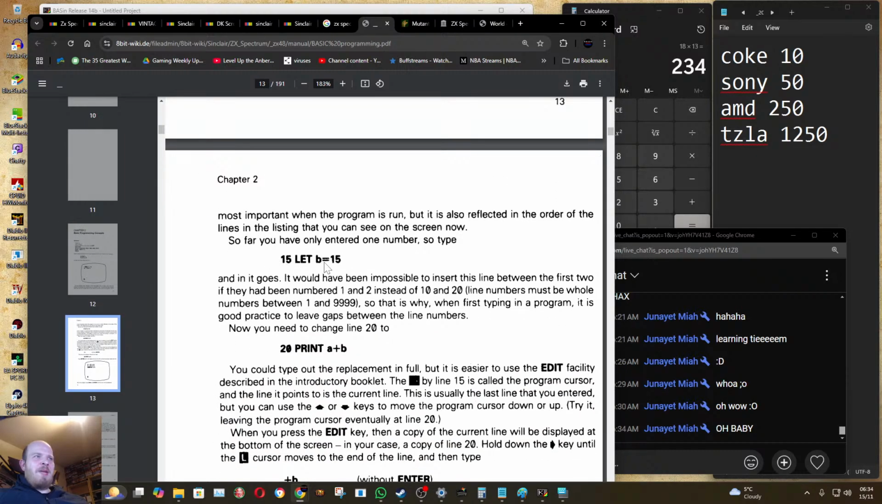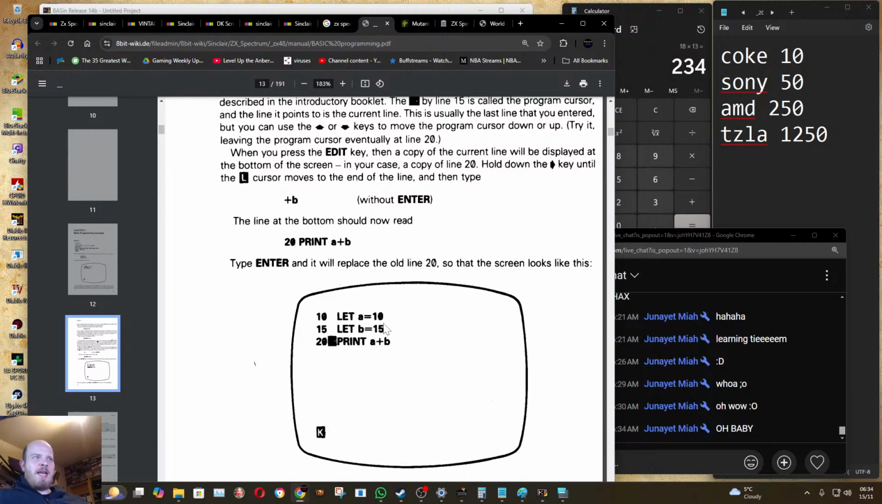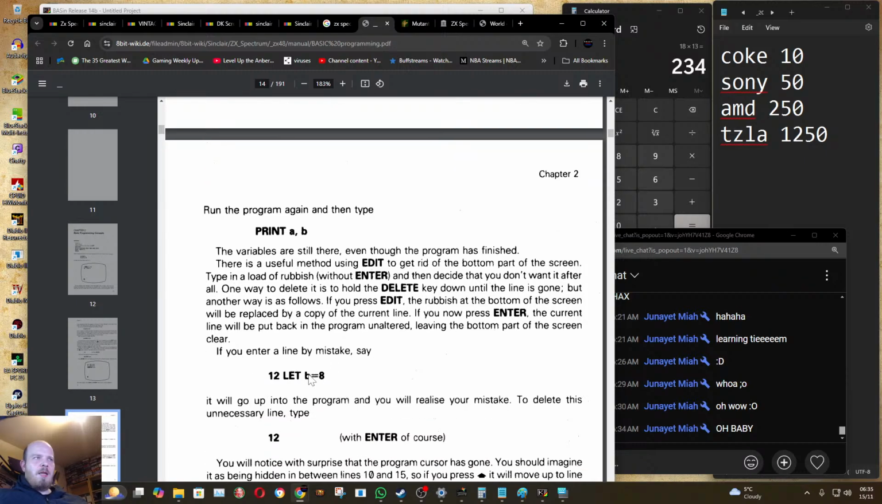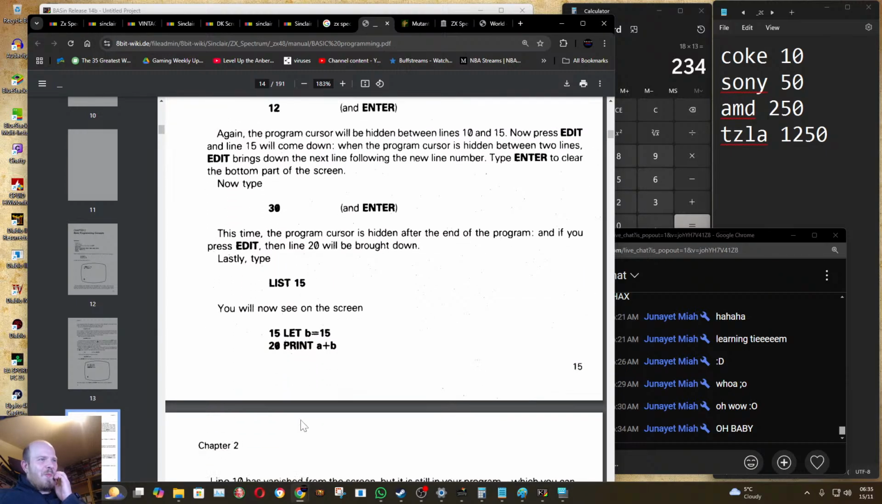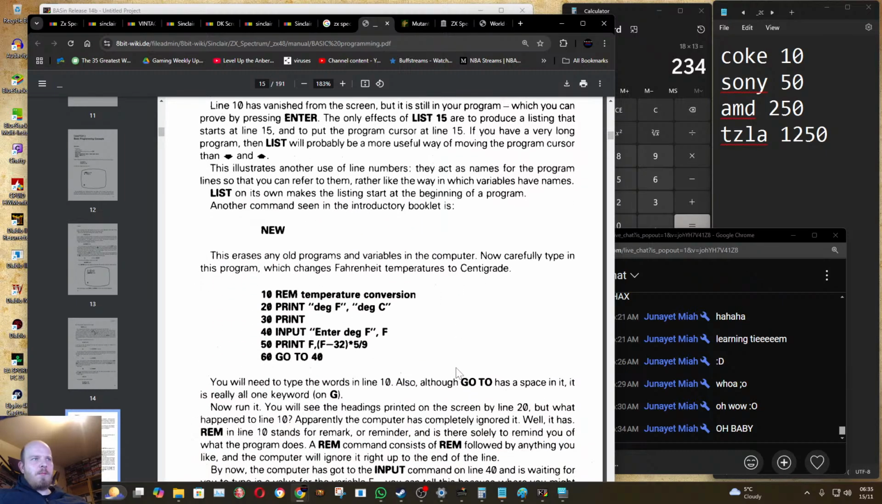And then if you put let B equal 15, and then print A plus B, so 10 plus 15, it should show 25, right? And it explains that it will show 25. So you see A equals 10, B equals 15, print A plus B, right? List is quite useful because it shows you what is on the screen, right? So here's a simple program that they've got, right?